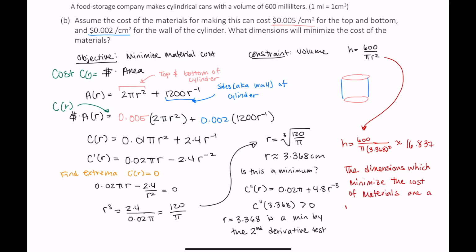So the dimensions which minimize the cost of materials are a radius of about 3.4 centimeters. And of course, these are approximations, so I'm going to write "about" to make it clear that these are not exact. And a height of about 16.8 centimeters.